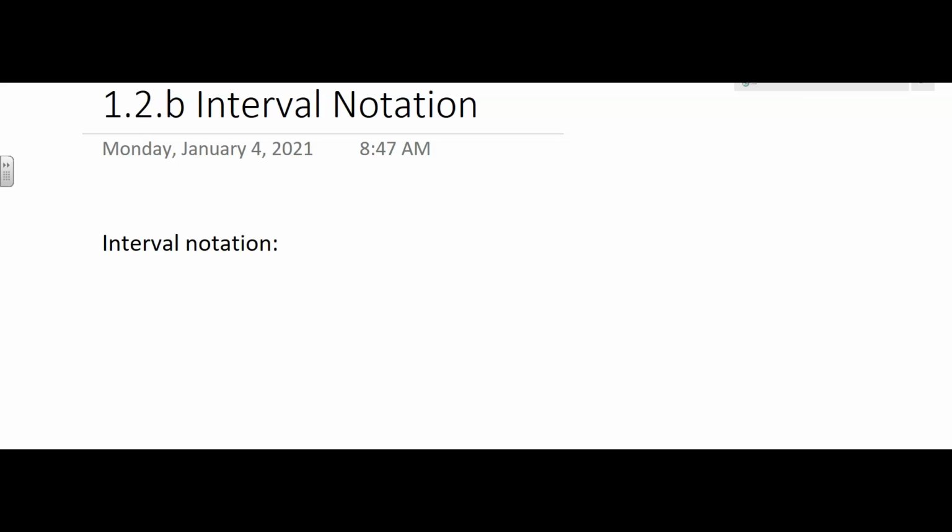One of the things we want to be familiar with is interval notation. It's a type of notation to express numbers on a number line. I'm going to go over a few different examples, and I'm going to draw some number lines to give you an idea of what's going on. I might just draw a couple of these.